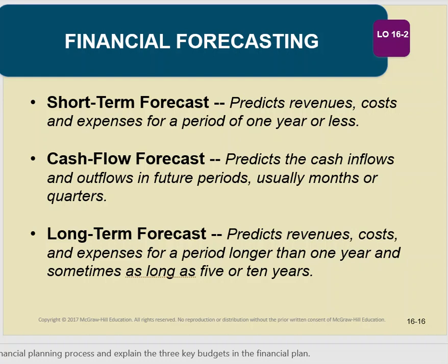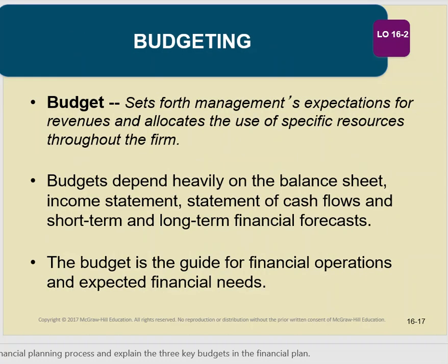Once we forecast our needs in step one, we move to step two, budgeting. Budgeting simply sets forth management's expectations for the revenues coming in and allocates the use of specific resources to then use those revenues properly. And so budgets are heavily dependent upon the financial statements we talked about last chapter, the balance sheet, the income statement, and the statement of cash flows, as well as the short and long-term financial forecasts that people in finance produce.